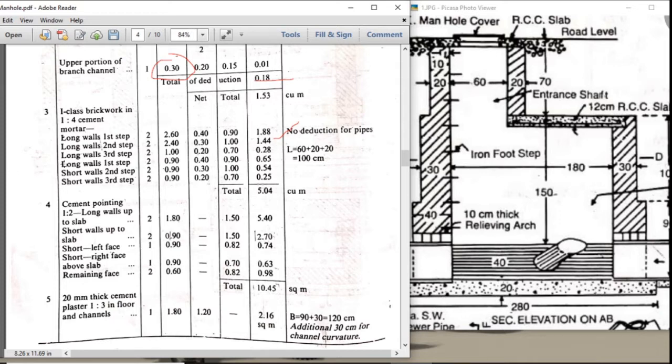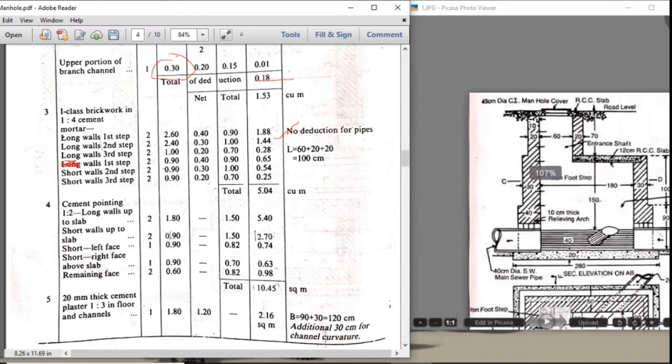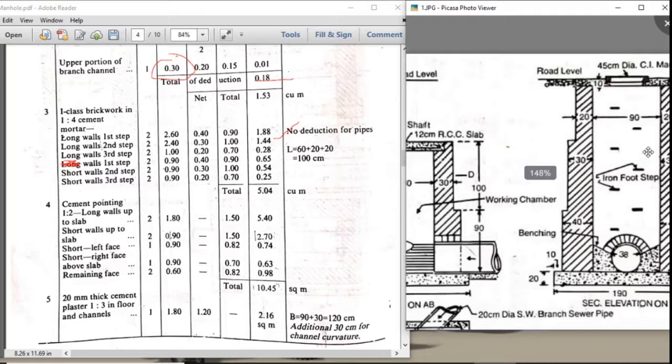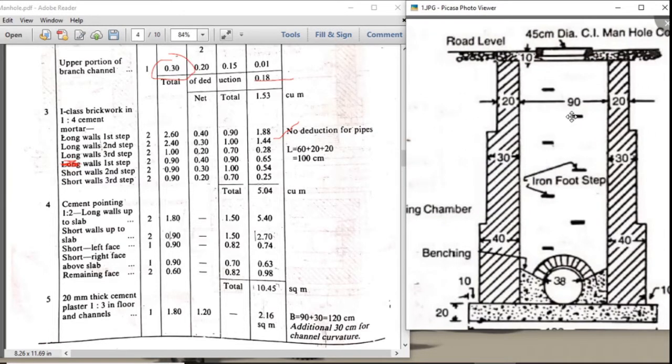Now short wall first step. Yes, slight mistake is there, a print mistake. This is short wall first step. That is, there are two short walls. Okay, for short walls we have length 90. Again, we will not consider the joints. Okay, corner already we have done in long walls. So directly 0.90. Okay, breadth is 0.40. Then how much is the height? 0.90. Same.